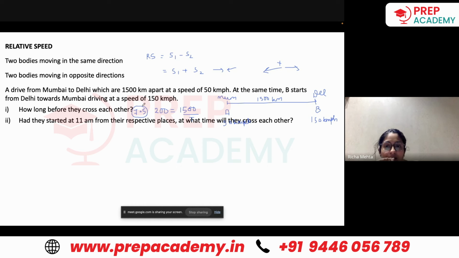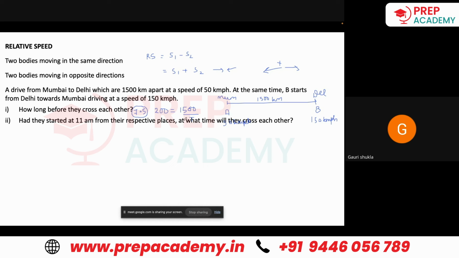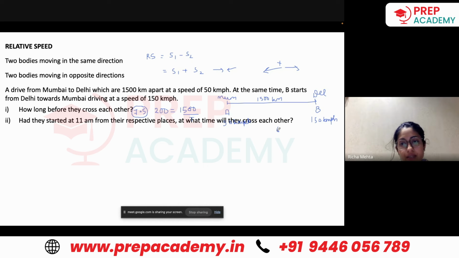Okay, let's look at this. Had they started at 11 a.m. from their respective places, at what time will they cross each other? What should be the answer to this? 6:30 p.m. Because 7.5 hours is after they start moving together, which is at 11 a.m. So 6:30 p.m. is when they will meet.